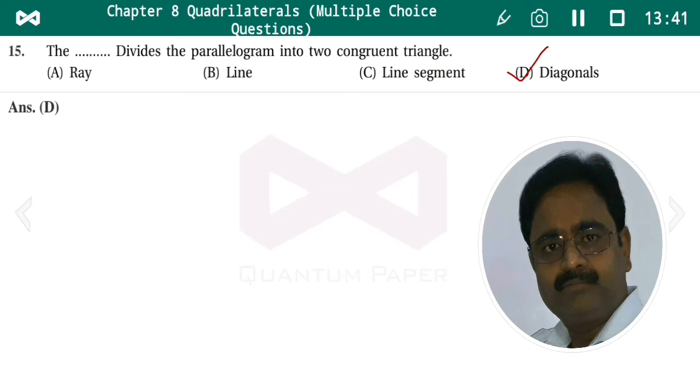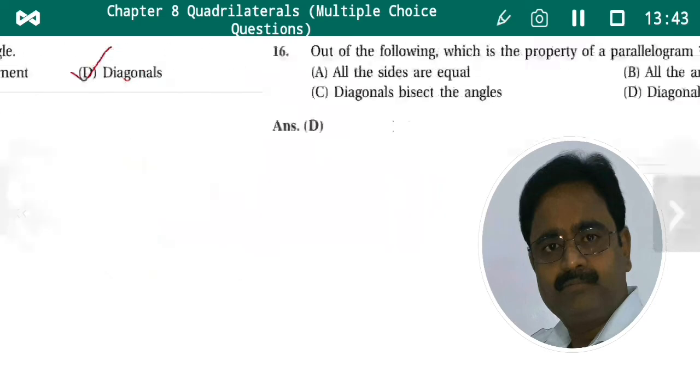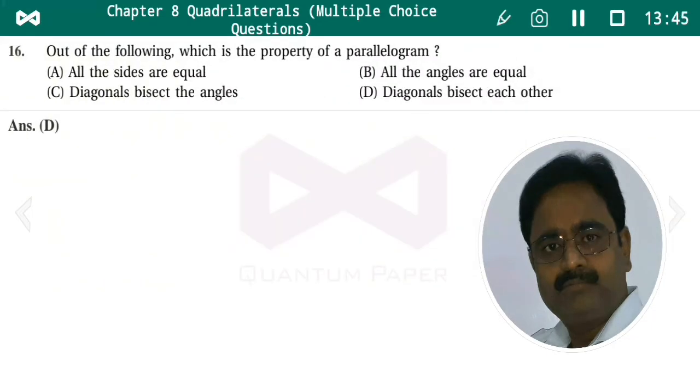So let's move to question number 16. So friends, these questions which we have completed, write them in your notebook neatly and cleanly and learn the answers of these questions. See question number 16. In this, out of the following, which is the property of a parallelogram?